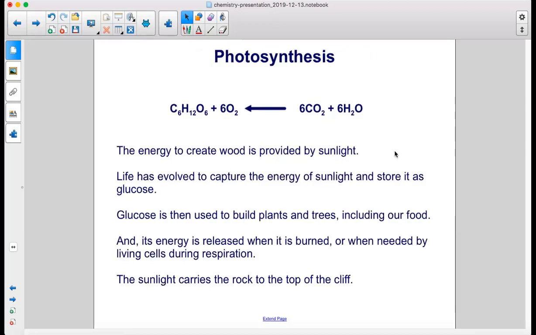The energy to create wood is provided by sunlight. Life has evolved to capture the energy of sunlight and store it as glucose. Glucose is then used to build plants and trees, including our food. And its energy is released when it's burned, or when needed by living cells during respiration. The sunlight carries the rock to the top of the cliff.